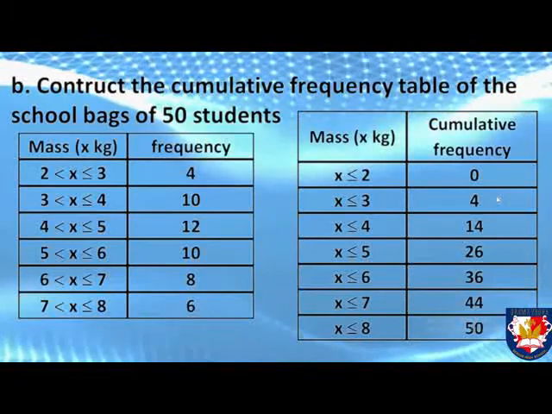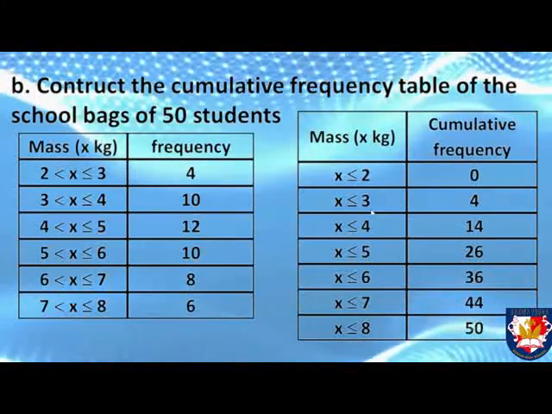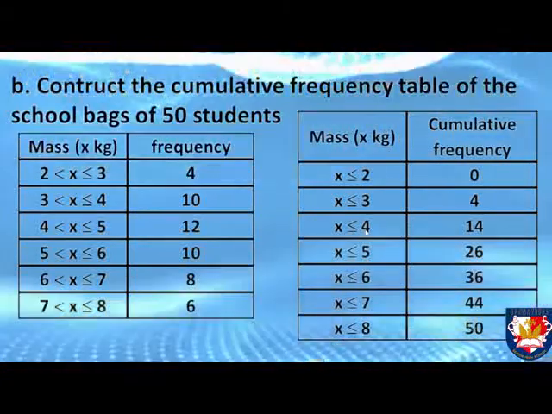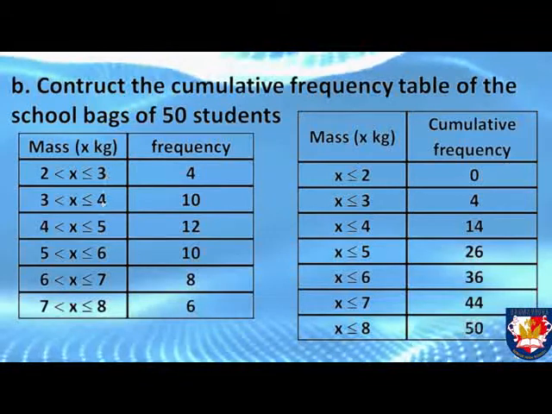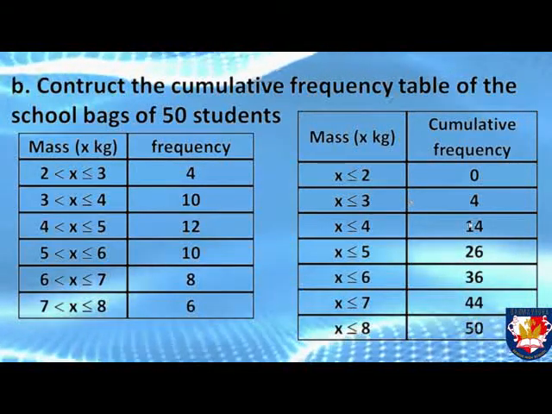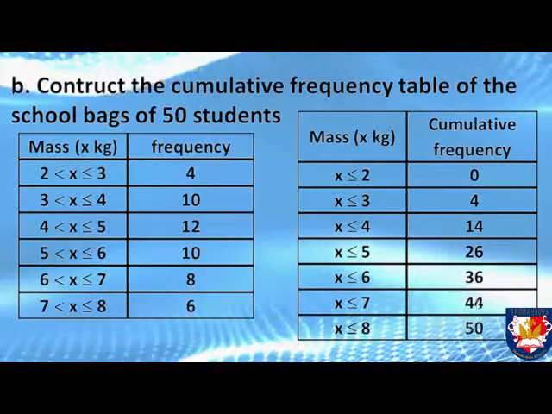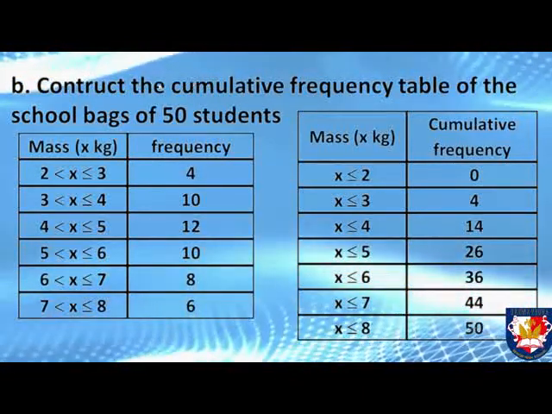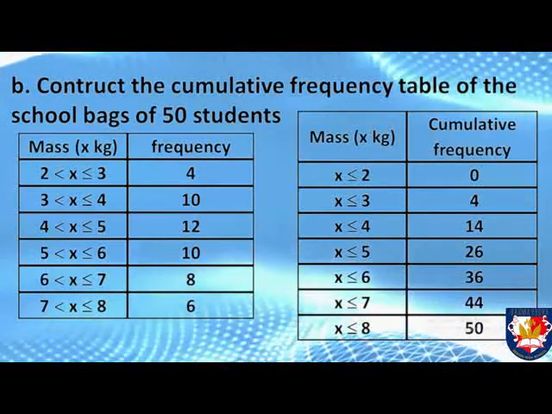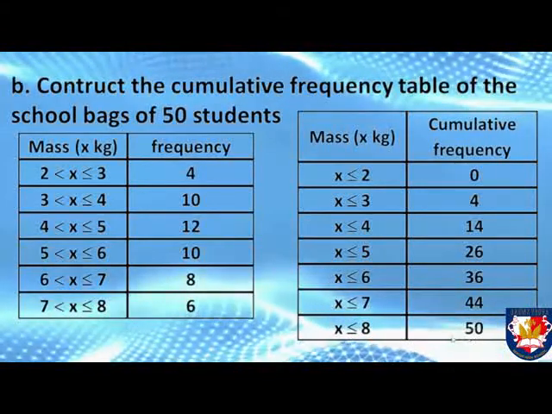So for the minimum value, it starts from 0, and then for x less than 3 is 4, as you can see in this table. Then for less than 4, it means the sum of less than 3 and less than 4, so it's 14, and so on for 27, 30, 44, and 50. Remember, the total frequency is 50, so you have to find 50 in the cumulative frequency table.